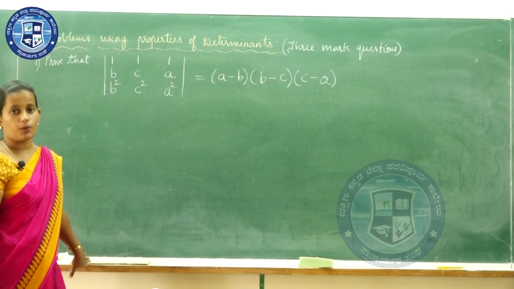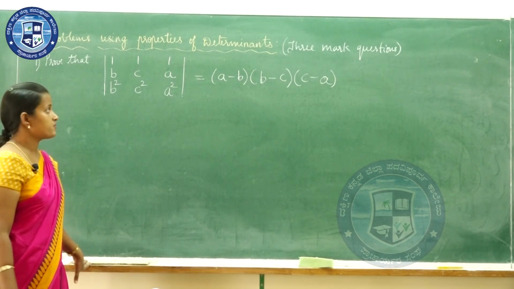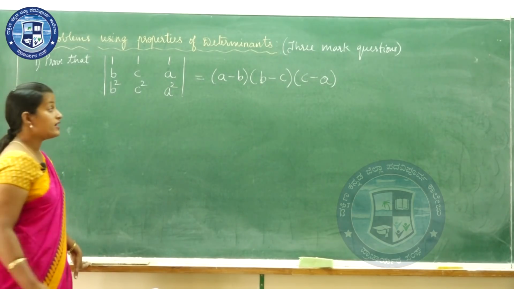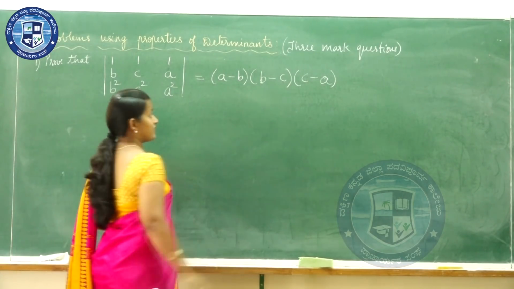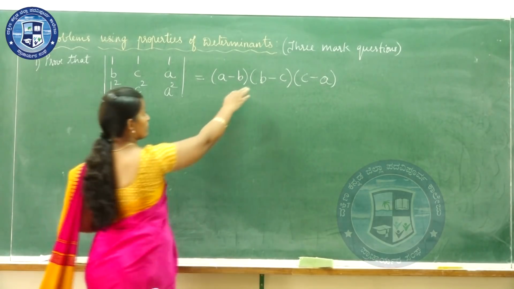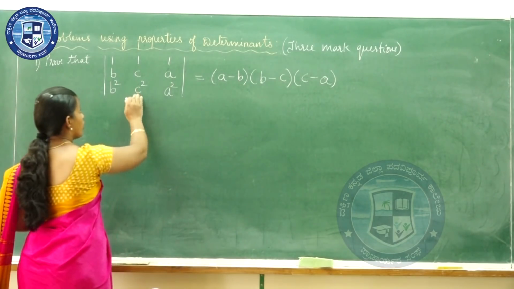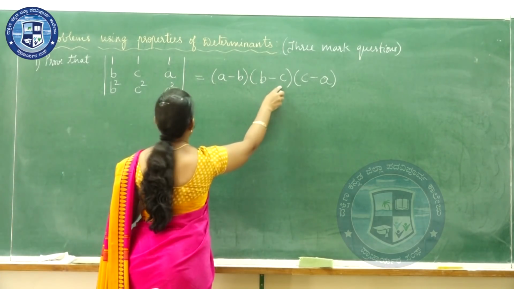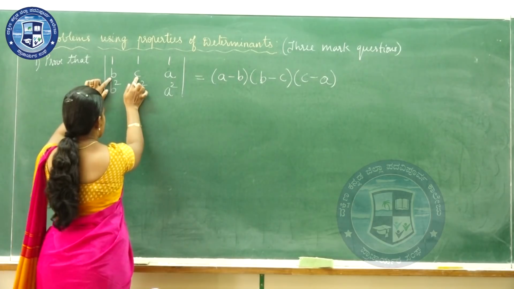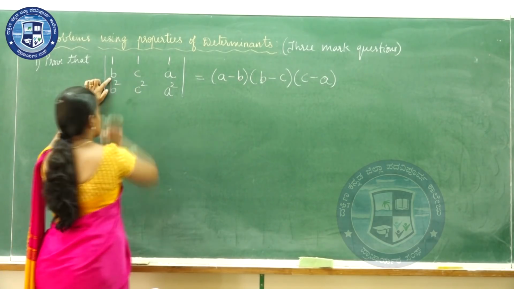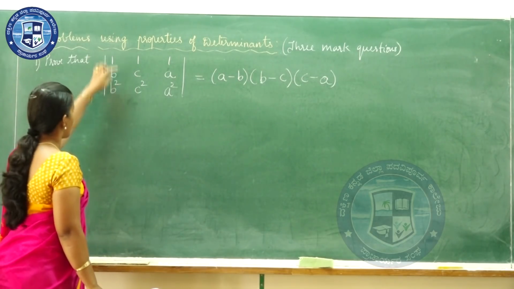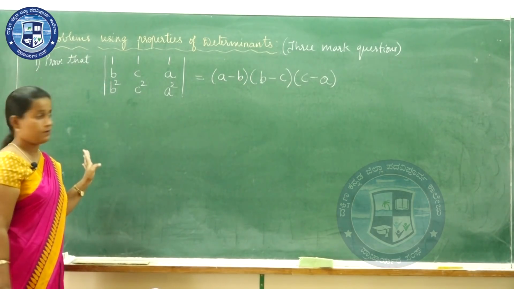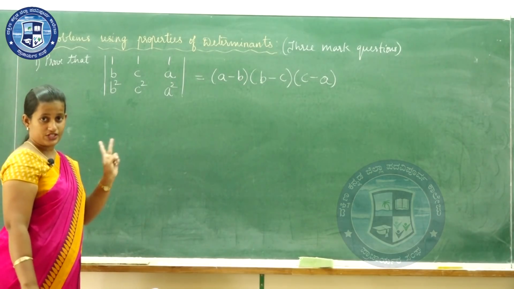Now we have to use the properties, especially property number 6. How to choose the row operation or column operation depends on the right hand side that you want to prove. Carefully look at this and decide what operation can be used here. Observe here, you need B minus C. So B is here, C is here. If you want B minus C, what should you do? You should do column 1 minus column 2. That time you will get B minus C. You can do two operations simultaneously.